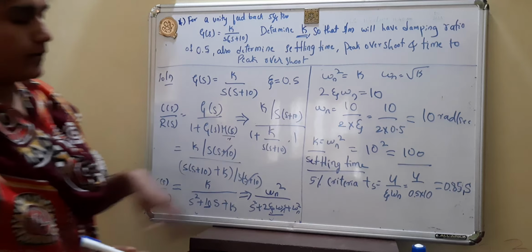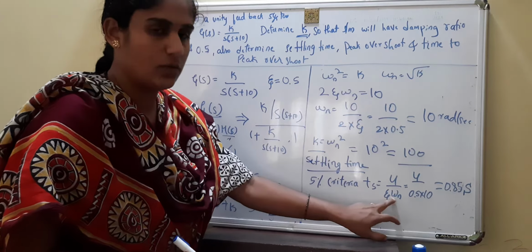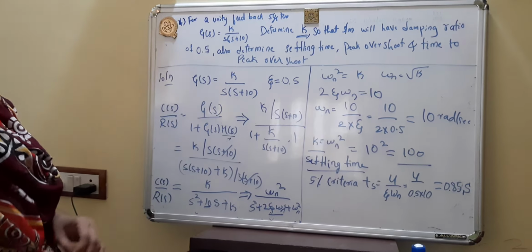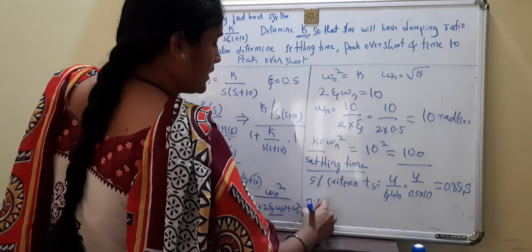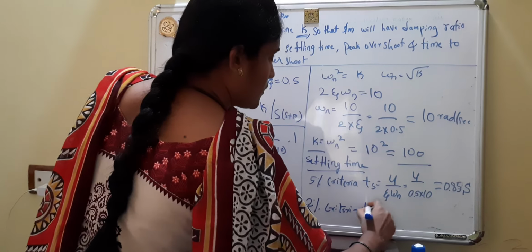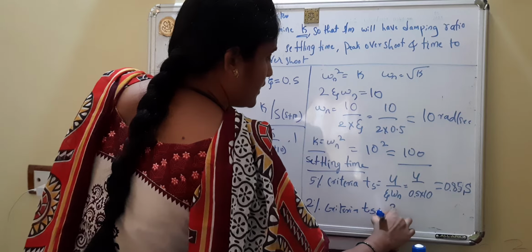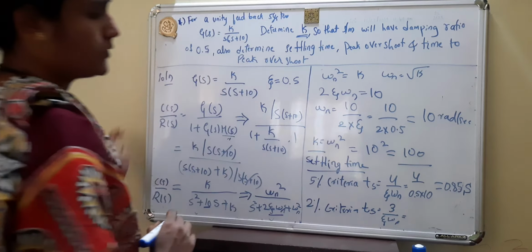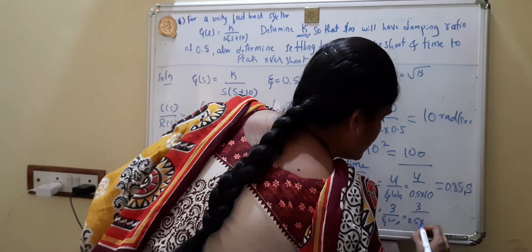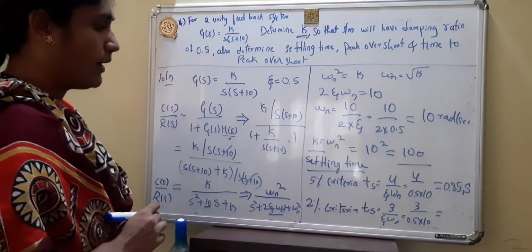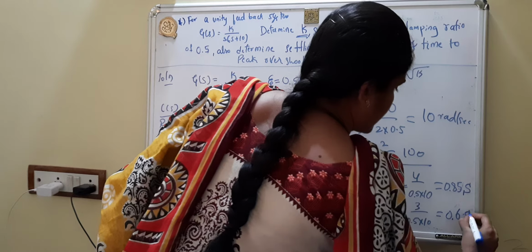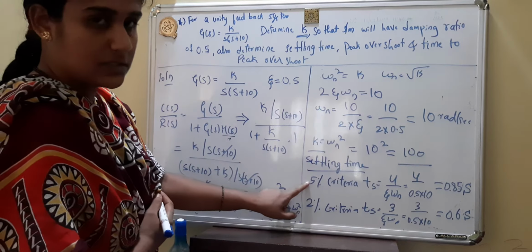Already we know the formula, 4 divided by zeta omega n. Putting the value of zeta and omega n, we will have this one. One more term is there, that is 2% criteria, that is Ts is equal to 3 divided by zeta omega n. So by putting the value of zeta and omega n, 3 divided by 0.5 into 10, that is 0.6 seconds, for 2% criteria.